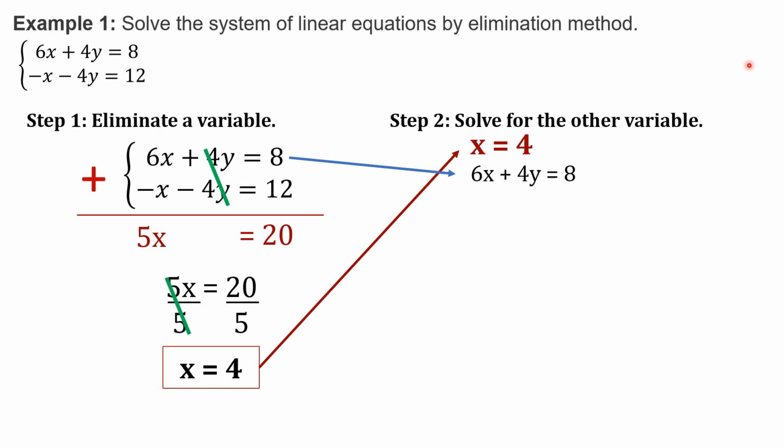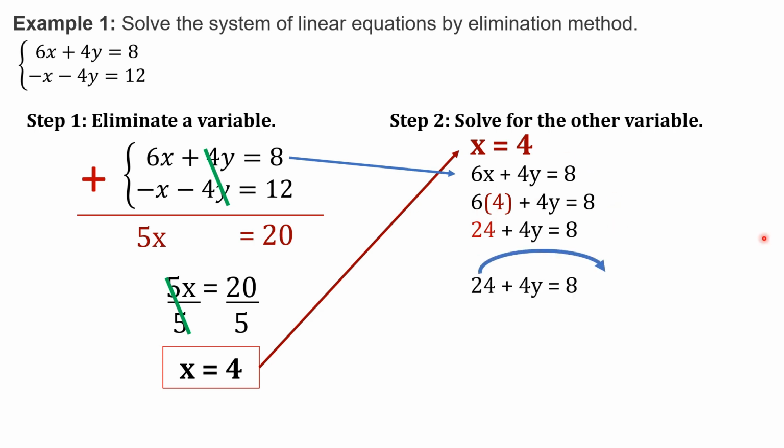6x plus 4y equals 8. Using this value of x, we will remove x in this equation and change it with positive 4. After that, multiply 6 times 4 will give us 24. Then just copy 4y equals 8. Then, since we are solving for y, we have to leave y alone on this side. Transpose this term to the other side. Positive 24, when you transpose to the other side, it will change sign. So positive 24 will become negative 24. Then combine it with positive 8. 8 minus 24 will give us negative 16.